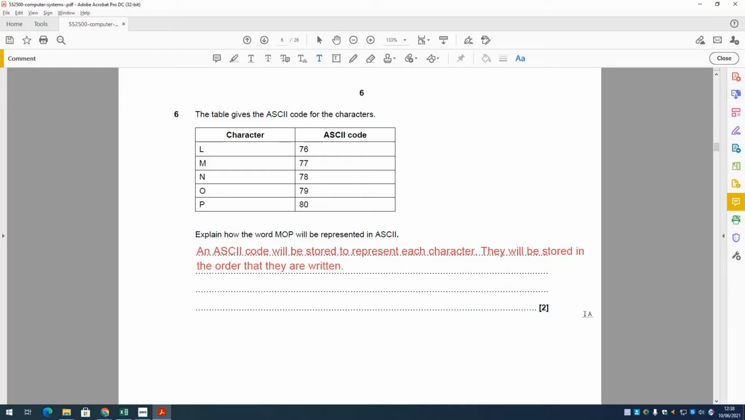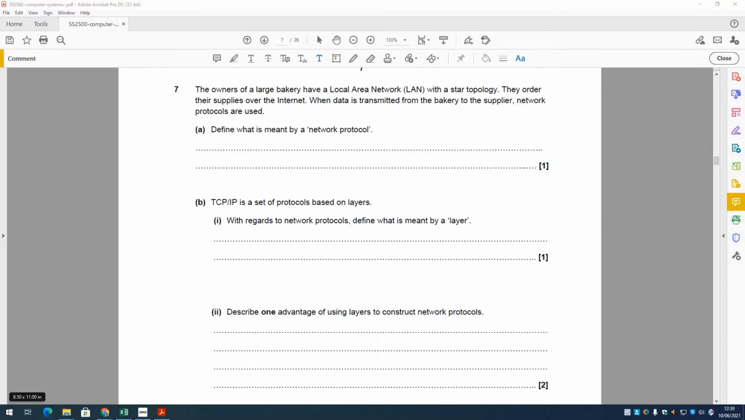But what you want to do is get 2 points. We could also give an example. So mop. For example, M is 77, O would be 79, and P would be 80. There we go.